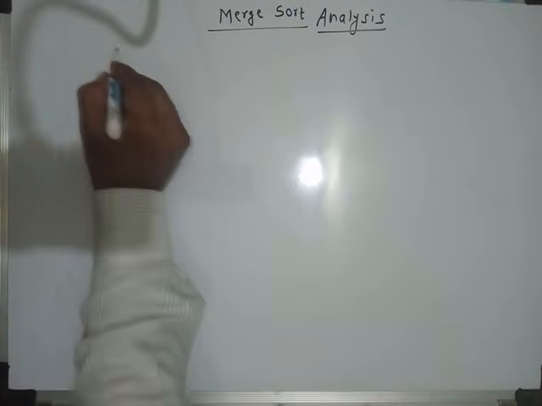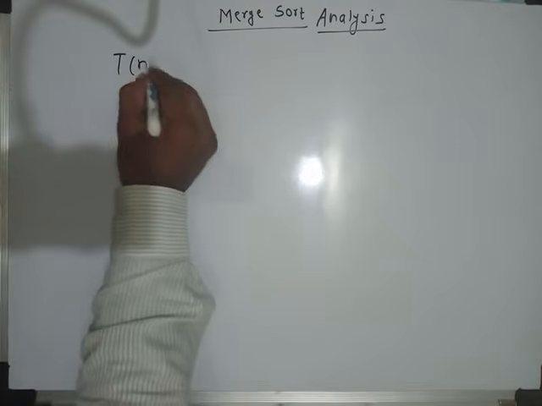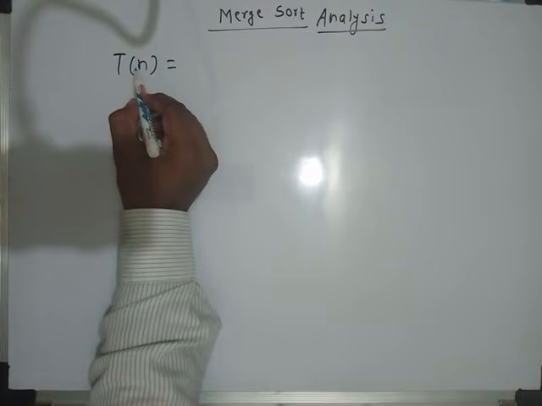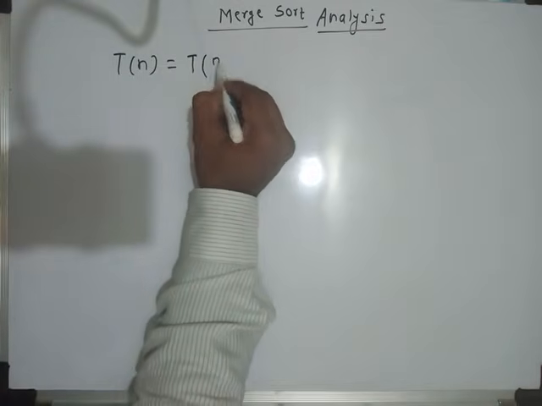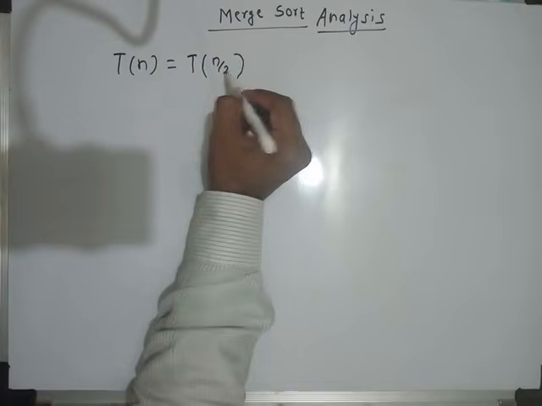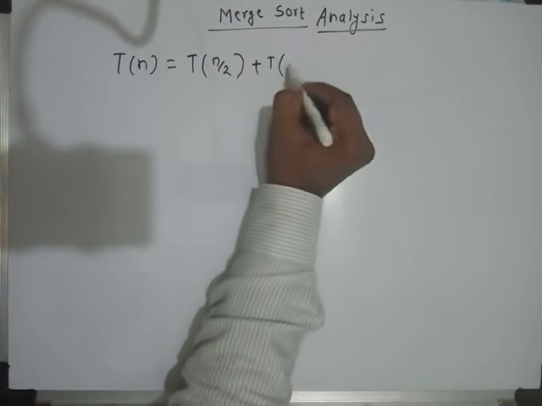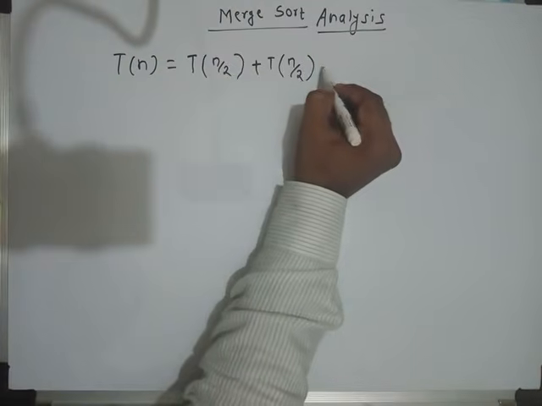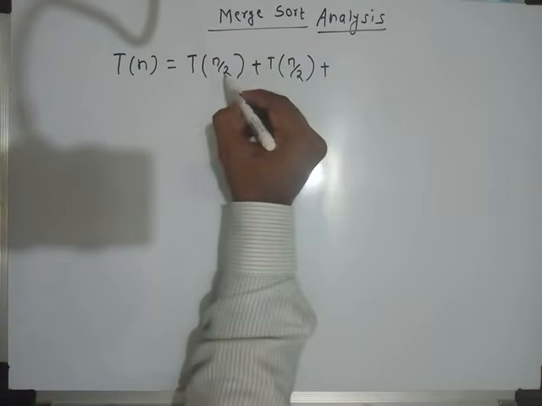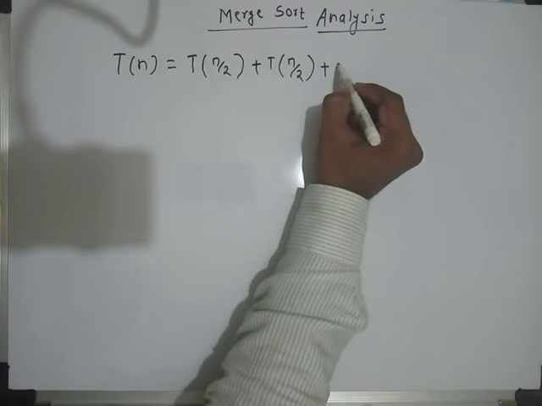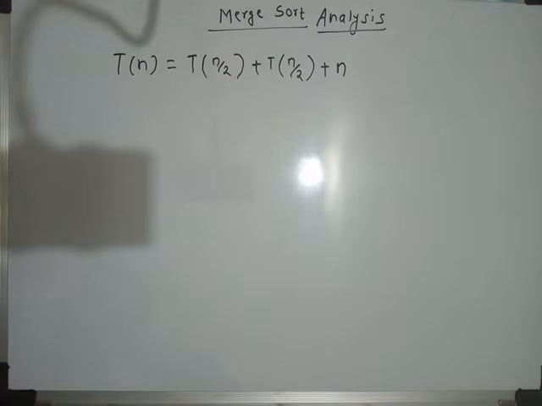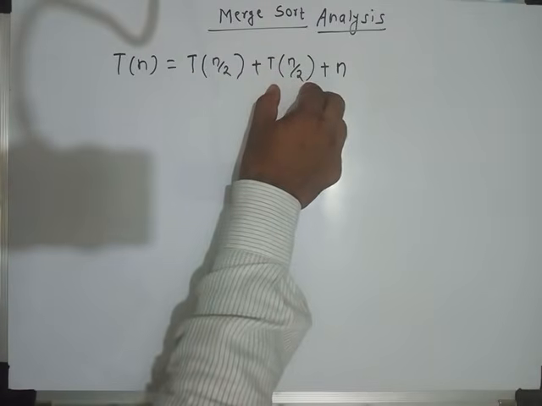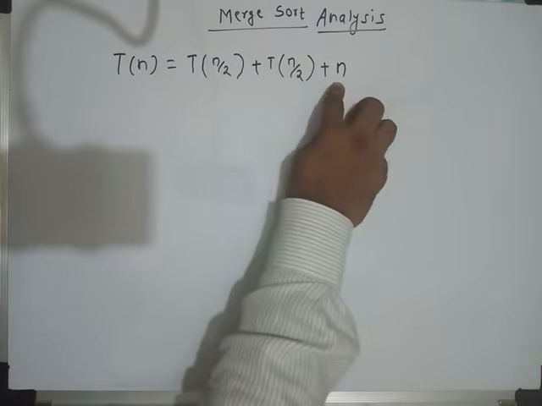So here is the recurrence for merge sort. T of n, the time taken by merge sort for the input of size n, is equal to the time taken to sort the left half, which is of size n by 2, plus the time taken to sort the right half, which is also of size n by 2, plus the time needed to merge the left half and the right half, which if we compute, is roughly equal to n. That means in order to merge this array of size n by 2 with the other array of size n by 2, we'll roughly do n comparisons, right?